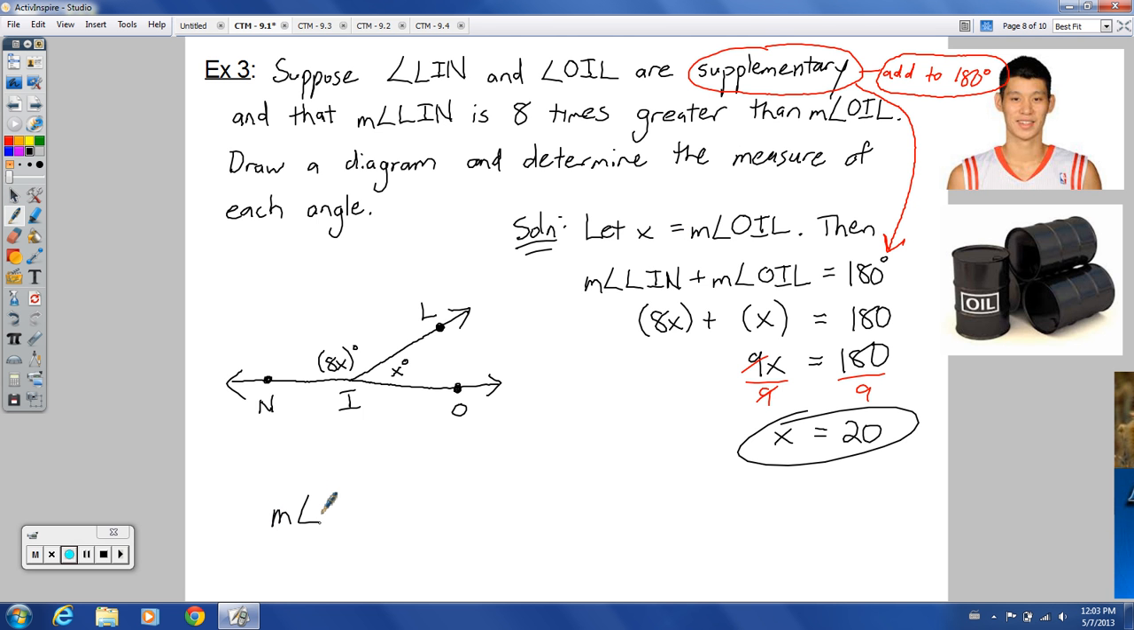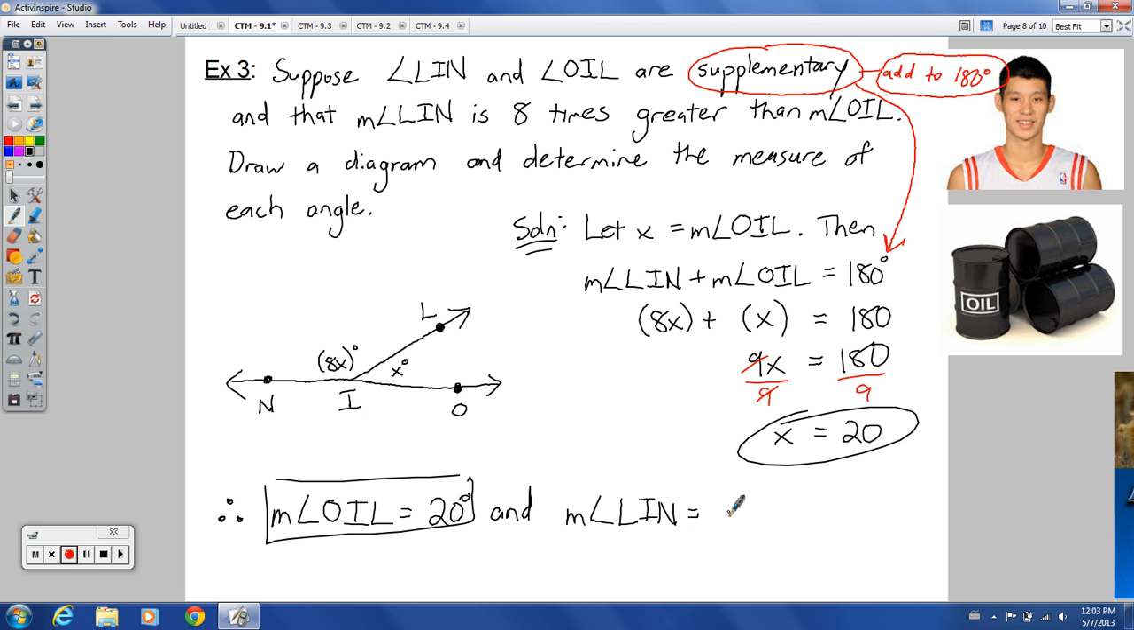So the measure of angle oil would be the easier one, because that's just equal to x. So I'm going to say therefore the measure of oil equals 20 degrees. And the measure of angle lin is equal to, that would be 8 times 20, which is 160 degrees. So let's put that off to the side there, but this is my answer.